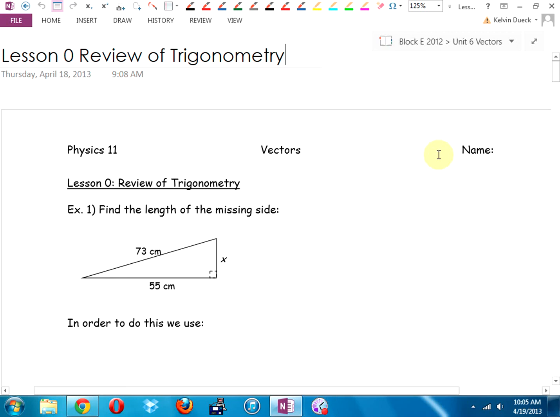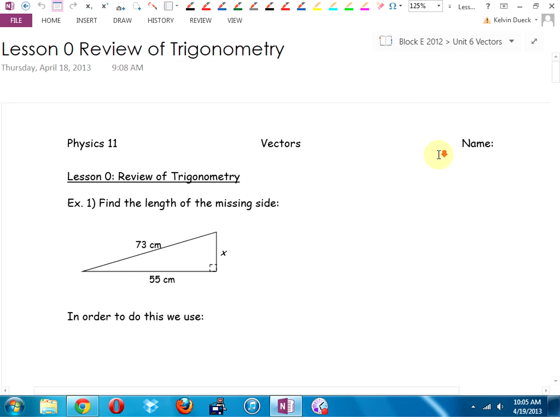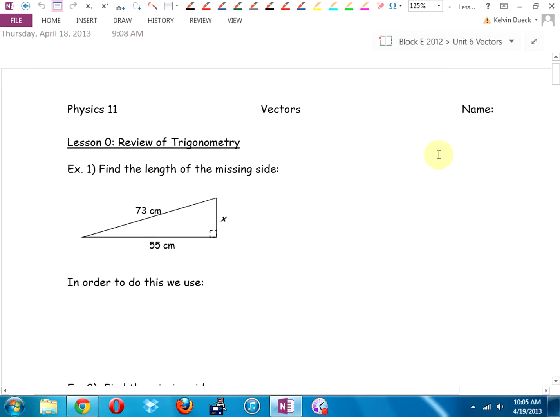So I called this lesson 0 because in theory this should all be review. So I'm going to go quick. Review of trigonometry. Find the length of the missing side.